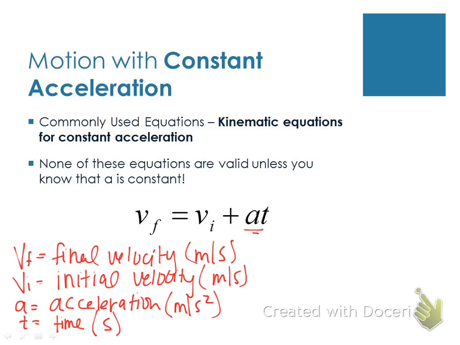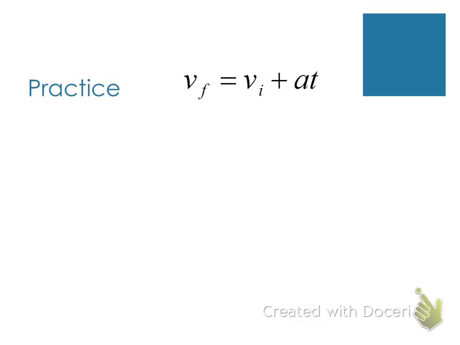In order for these equations to work, our units have to be these 4 units. Before we could get away with things in kilometers per hour and time in hours, we can't do that anymore. So it has to be meters per second, and time has to be in seconds. Questions on this equation so far? All right, let's try some problems that go with it.